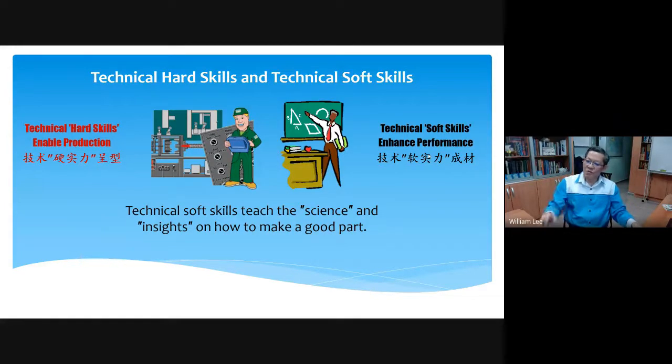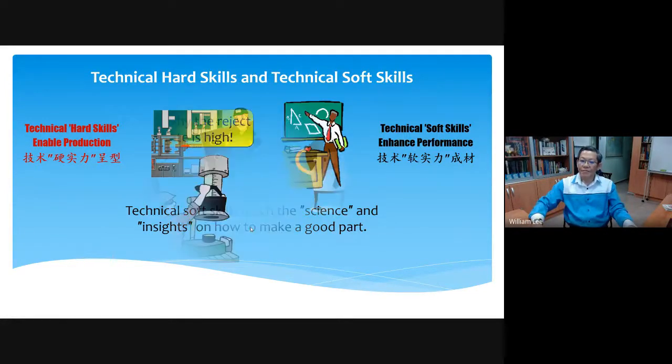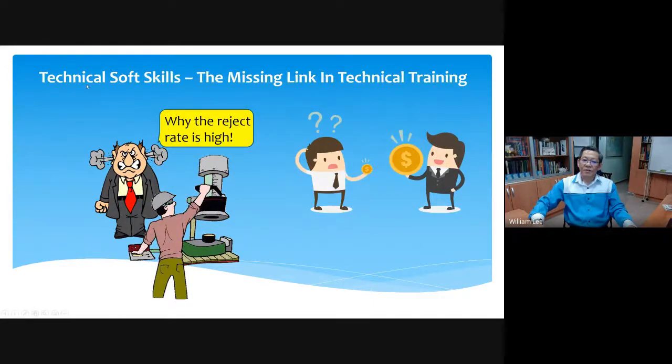So in short, we can say that soft skill is to learn the theoretical side of this technical learning, right? Of course, some people say that to learn the theory might not be applicable, but it's good to study theory. The only thing is that you have to focus. This theory must be applicable to the job that you are doing. Okay, so here we teach the science and the insight. So I find that the technical soft skill is a missing link in technical learning.